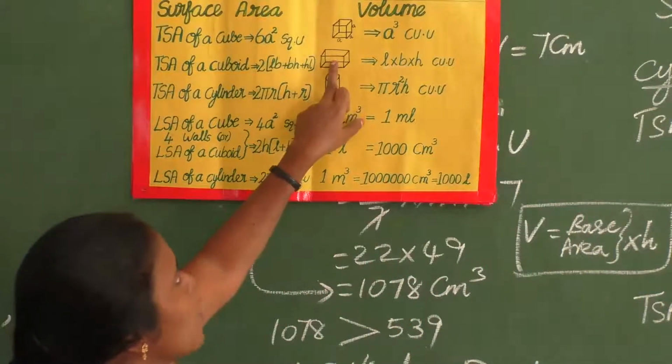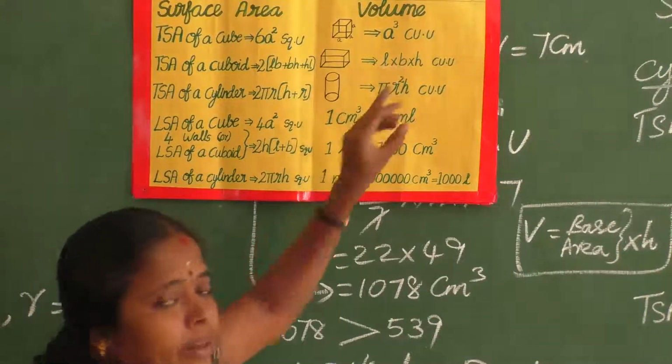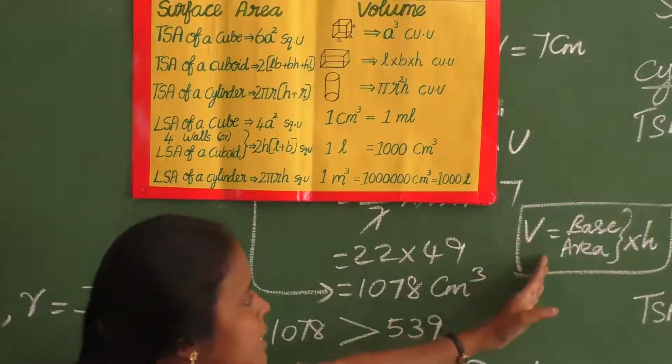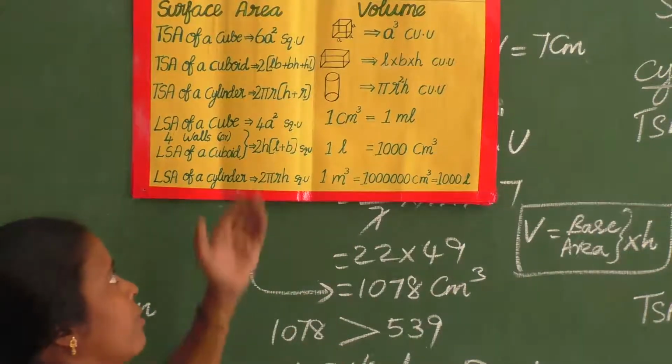So cuboid volume is L into B into H. That L into B together, if you consider, what do you tell? Base area. So base area into height. Like that also we can make one more formula for cuboid.